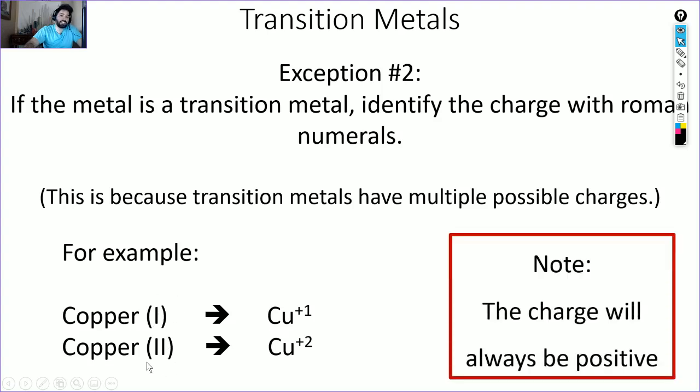Something to keep in mind is that the charge will always be positive. So yes, you're representing it with the Roman numeral. Yes, we don't know what the charge actually is, but it's still a metal. Metals form positive charges. And they act completely different. For example, if you were to have copper 2 dissolved in water, it'll be this really pretty bright blue solution. If you have copper 1 dissolved in water, it'll be this murky brown gray solution.